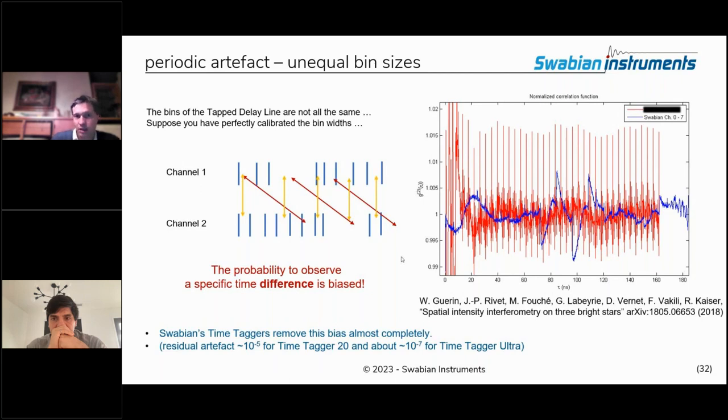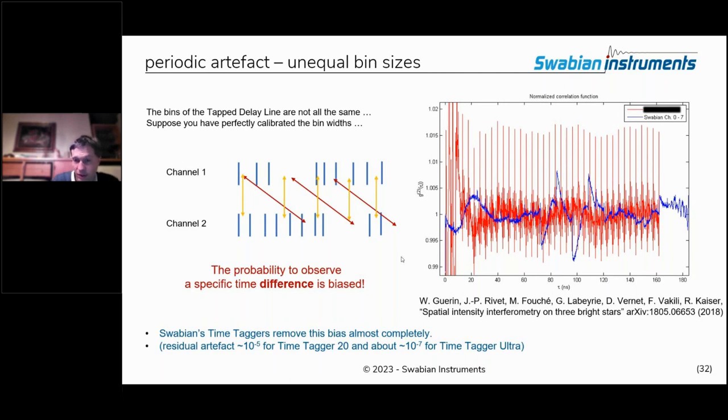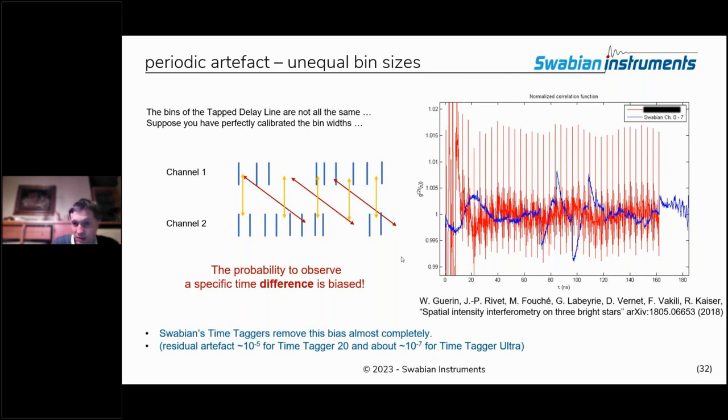Okay, and this periodic artifact is another thing you have to deal with if you want to do very, very high quality correlation measurements. And that took us some time to find ways to get rid of this. In the Time Taker 20, we have reduced this to 10 to the minus 5 or so, and the Time Taker Ultra to 10 to the minus 7 or so. And indeed, this turned out to be relevant in this paper mentioned there, where a team in France measured the spatial interferometry of stars, so really non-classical light measurement of bright stars.